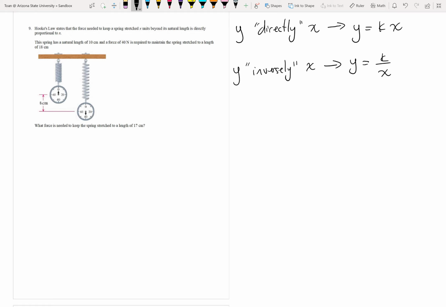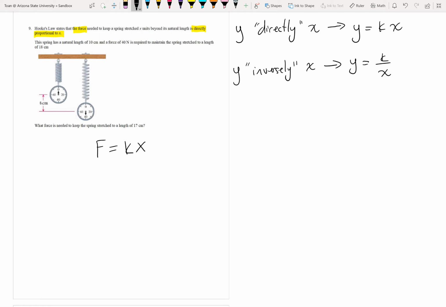So let's read this problem. Hooke's law states that the force needed to keep a spring stretched x units beyond its natural length is directly proportional to x. So the players are force, directly proportional to x. It doesn't give us a variable for force, so let's make up our own variable. I think F is very natural for force. So F is directly proportional, and for any proportion problem, you always start with variable equals k. Since it's directly proportional to x, I'm going to put the x on the same level.